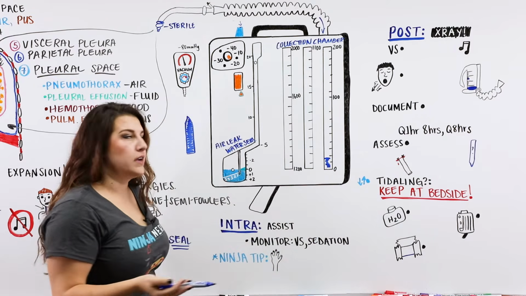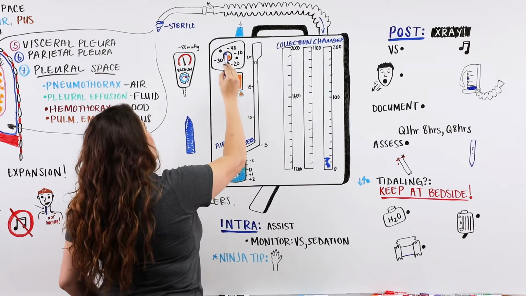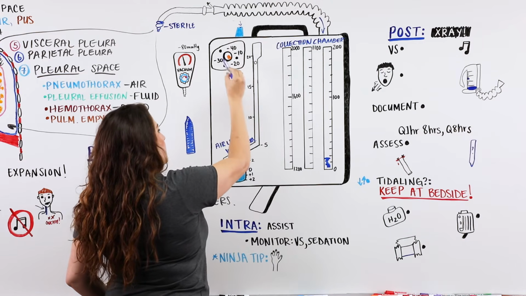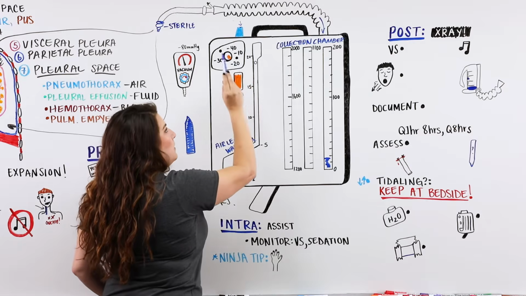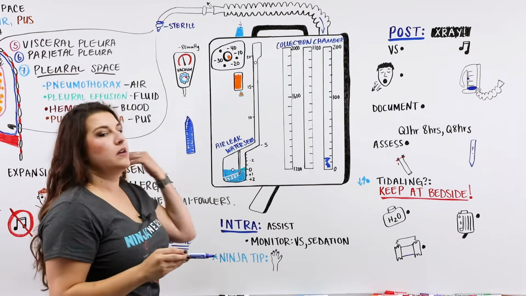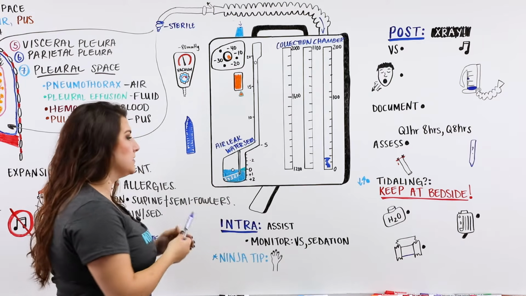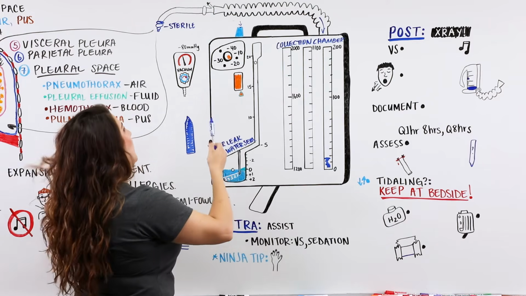The other thing you want to check is right here, this is our suction control. Our suction control has a little orange indicator that is set to -20. This is just to make sure that we are keeping a nice positive and negative air pressure system within our lung in that pleural space. So this is just going to help control that.